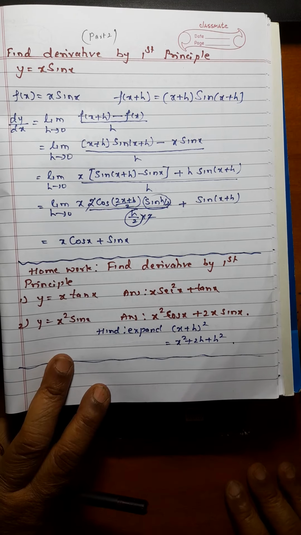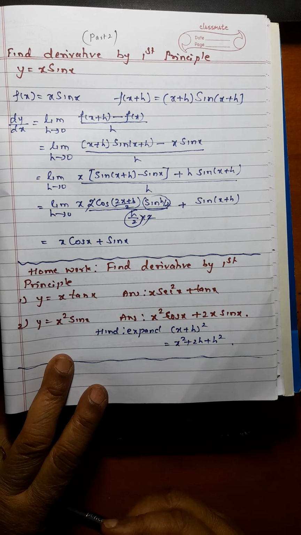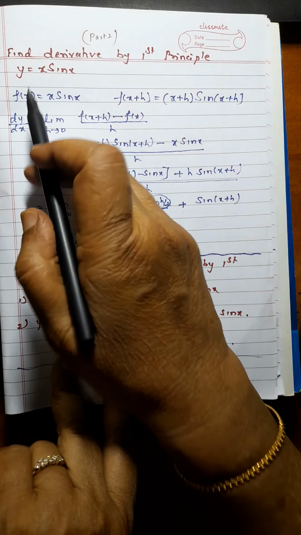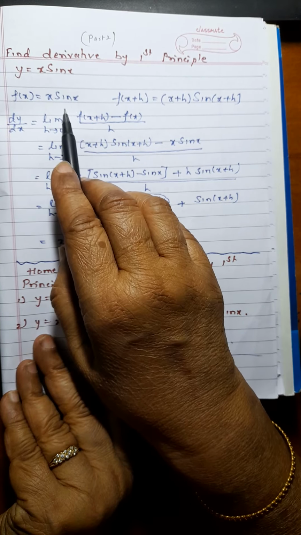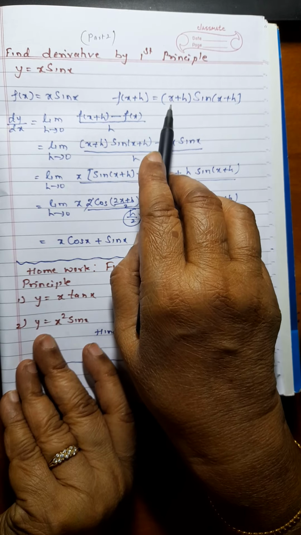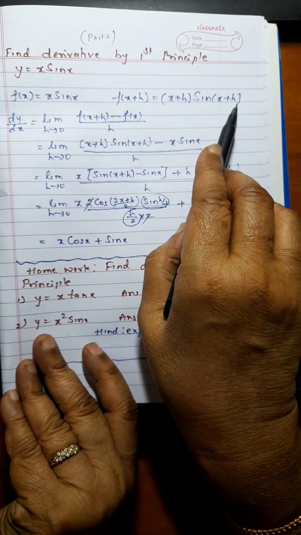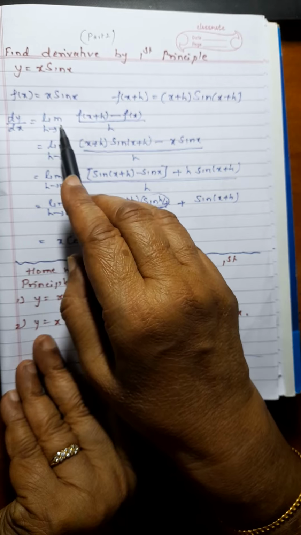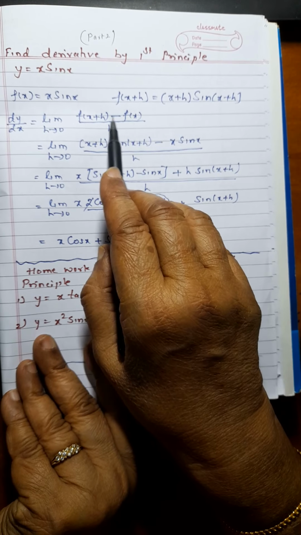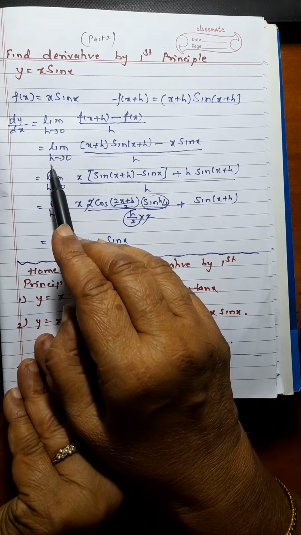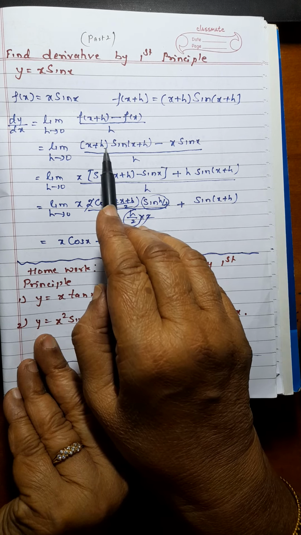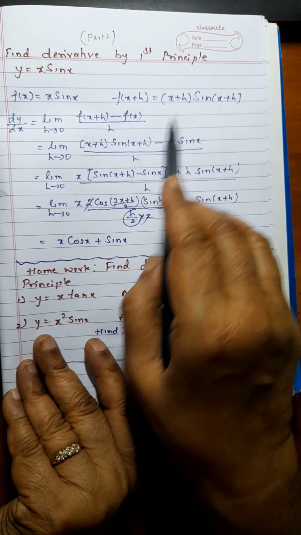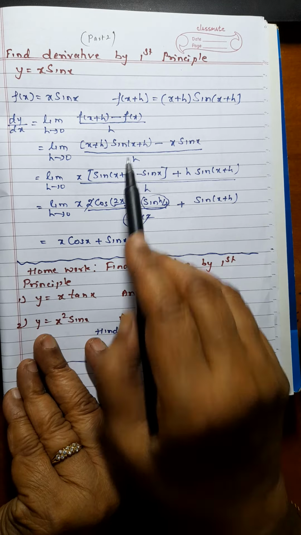Today I will solve some more problems on derivative by first principle. Y is equal to x sin x. So f(x) is x sin x. f(x plus h) will be (x plus h) sin(x plus h). dy by dx is limit h tends to 0 of f(x plus h) minus f(x) upon h. That is limit h tends to 0 of (x plus h) into sine of (x plus h). This value we are substituting, minus this, upon this.